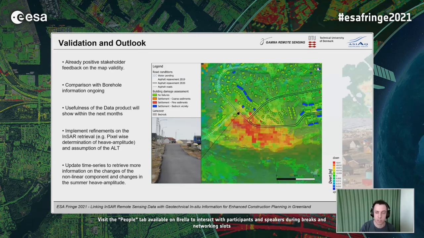And of course, there we see a lot of small potential improvements that we can make on the InSAR retrieval. Here we used only one global starting and ending point for each settlement to determine the amplitudes, but we could do it pixel-wise as well, as for instance Lynn showed in her presentation yesterday.